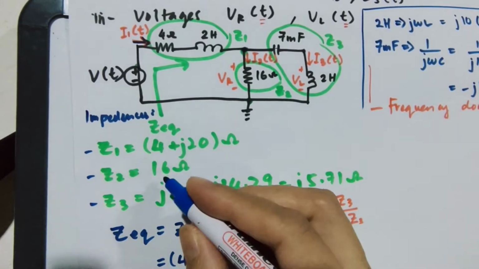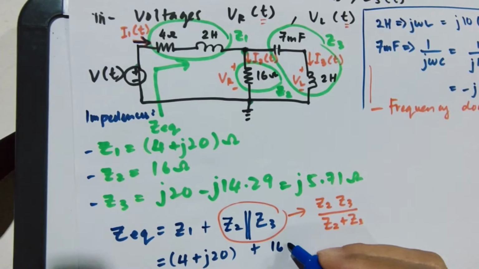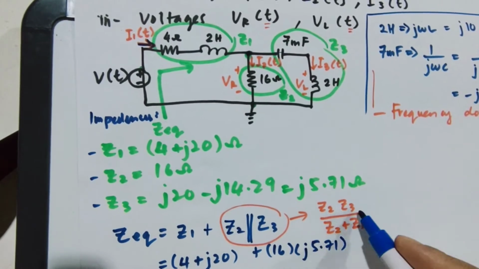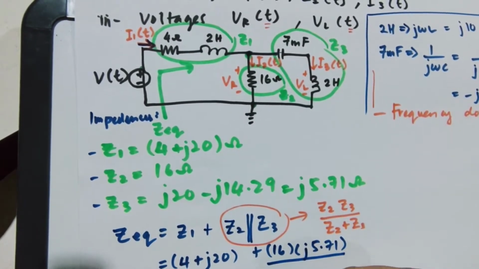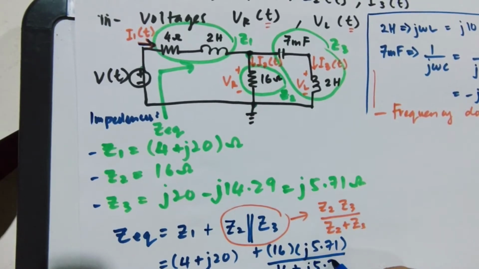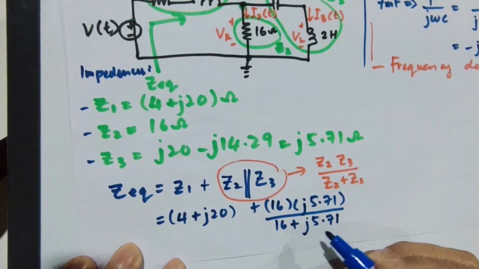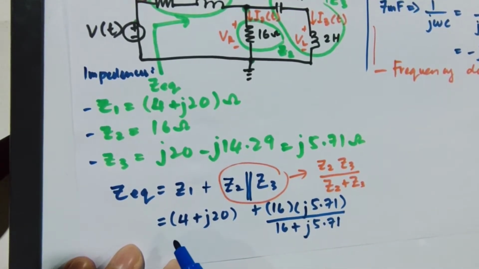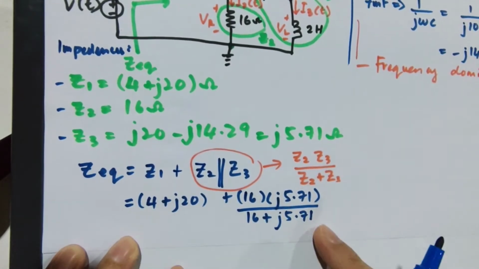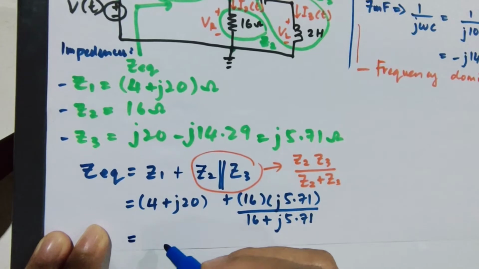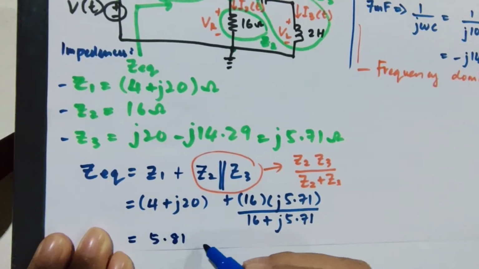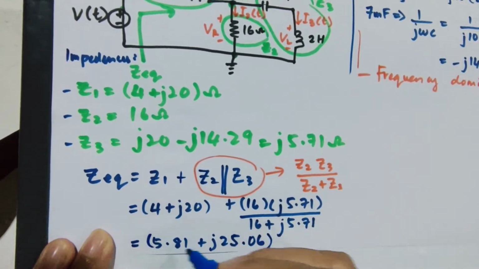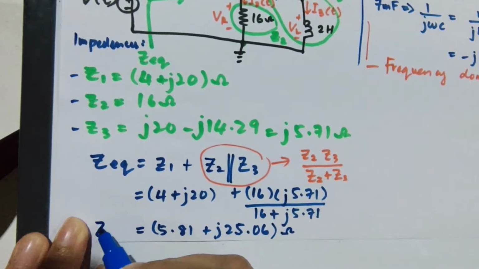So here we fill up the formula. Z2 is 16 times j571, which is Z3, and the bottom part we add them up, 16 plus j571. Now solve this equation. Use your calculator to solve this complex number, and you manage to get Z equivalent equals 5.81 plus j25.06 ohms. So this is your Z equivalent.